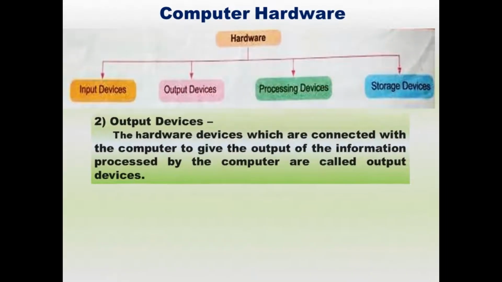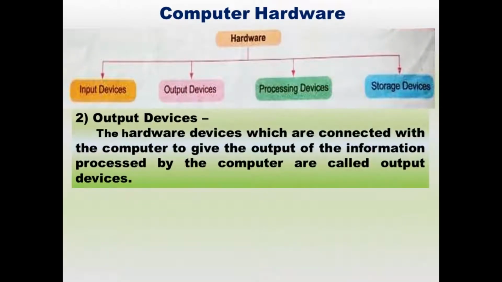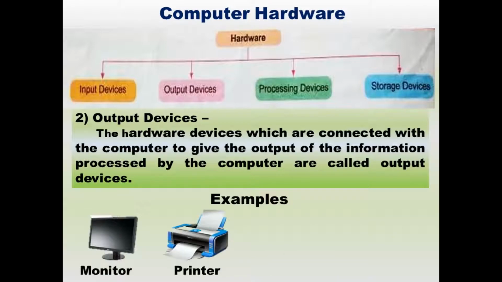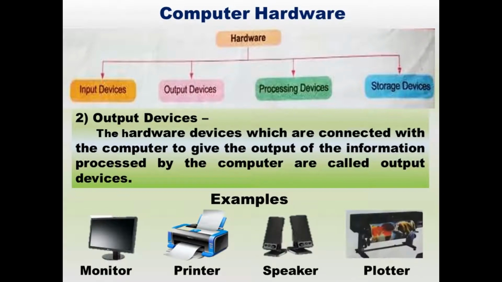Now the second one is output devices. Those devices which are connected to the computer system to give the output of the information produced by the computer are called output devices. For example, monitor, printer, speaker, plotter. These kinds of devices are used to see the output generated by the computer system. So all these are output devices.